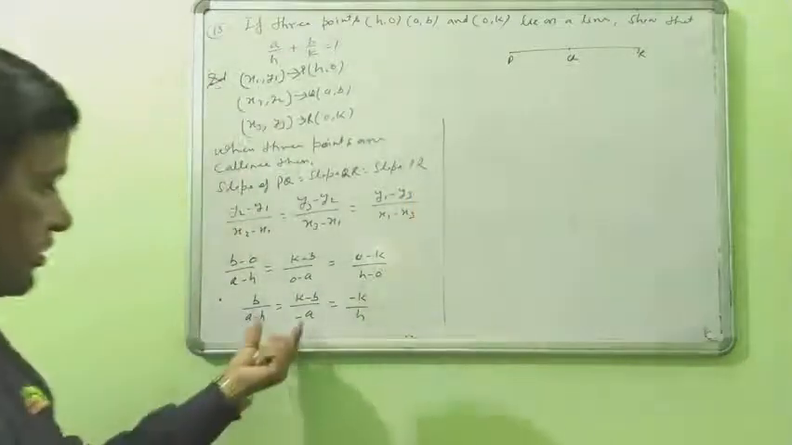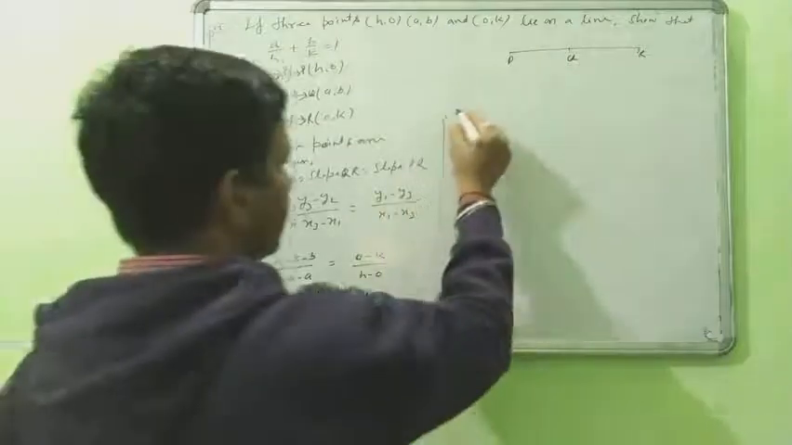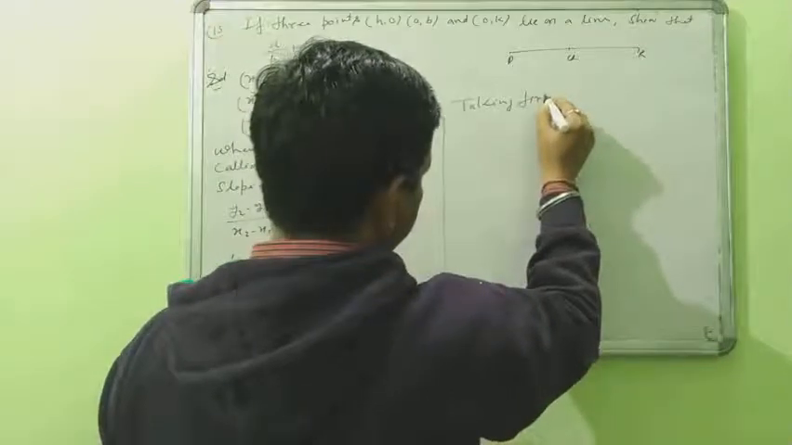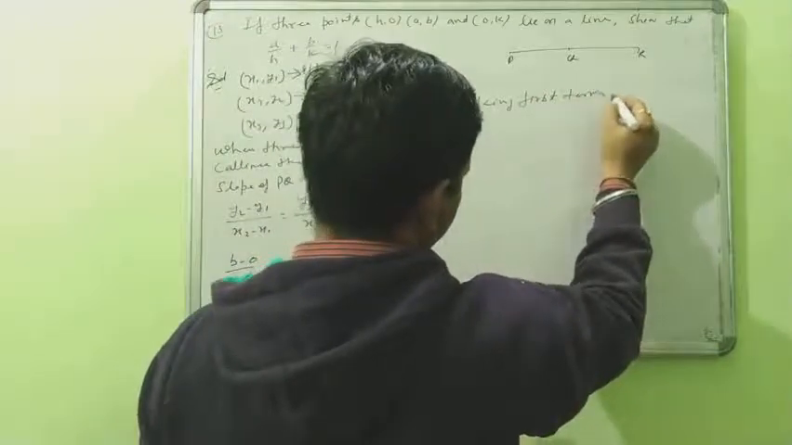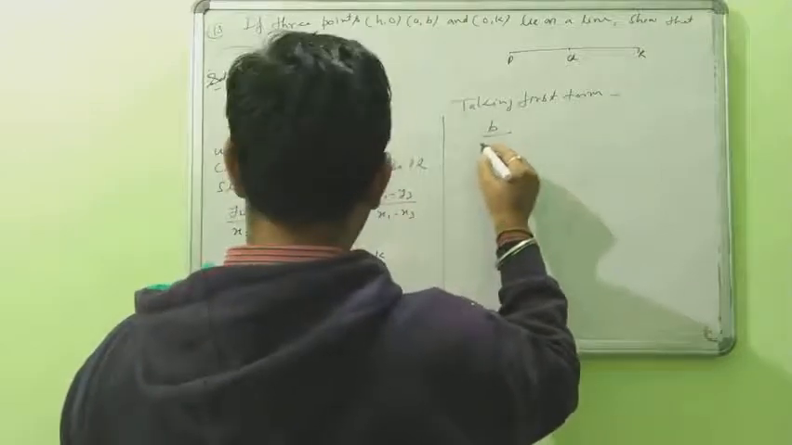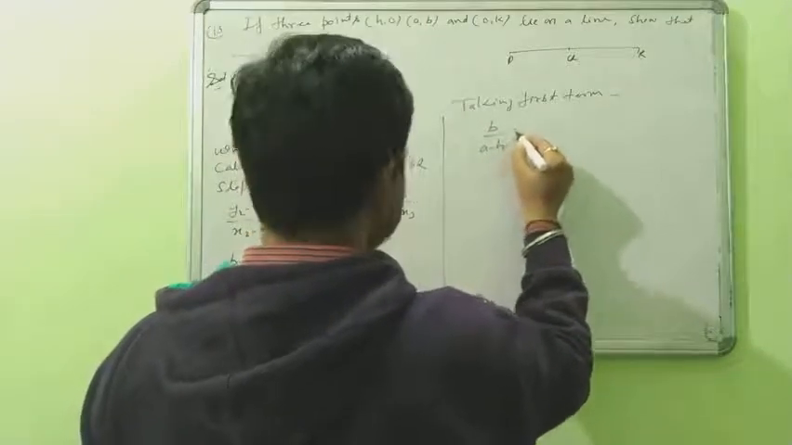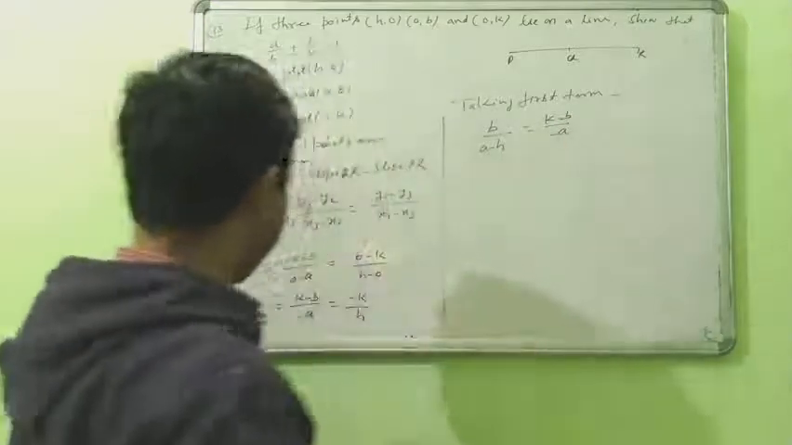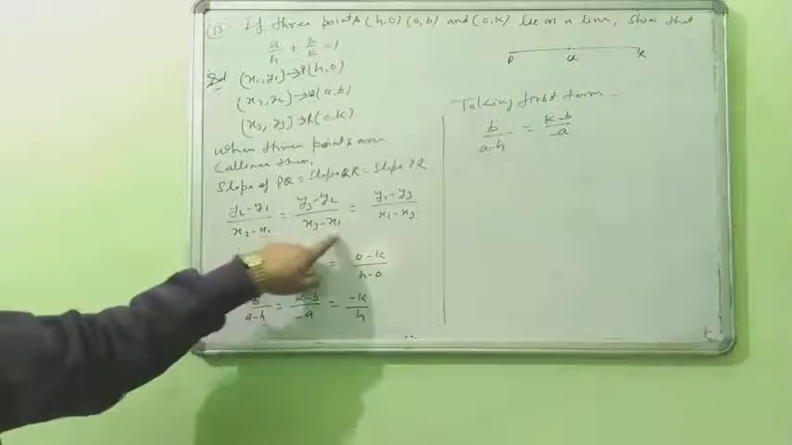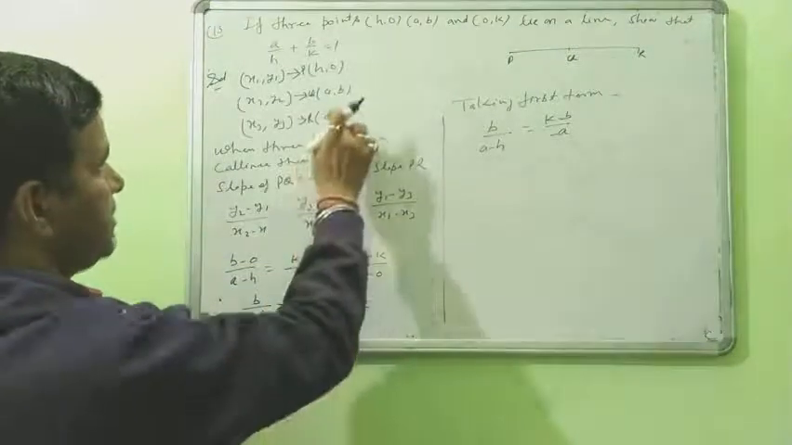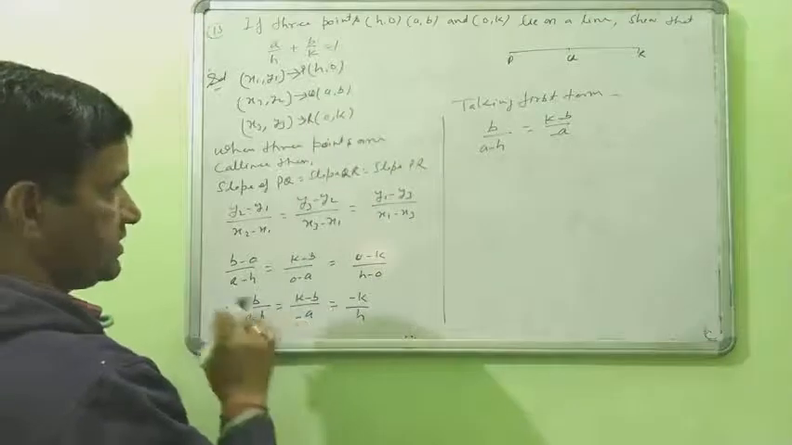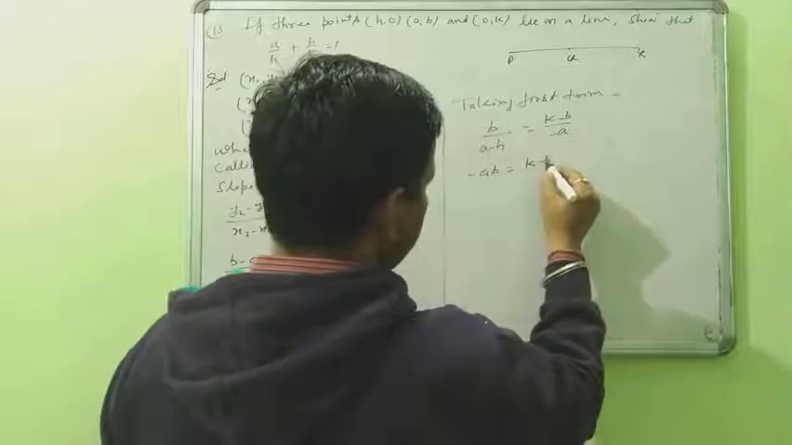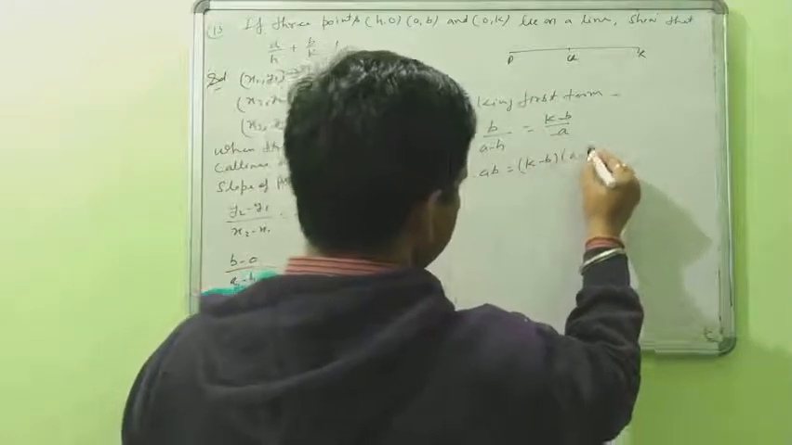According to this, taking the first two terms, b upon a minus h equal to k minus b upon x3 minus x1, and x3 minus x1, 0 minus a, is minus a. So then cross multiplying, minus ab equal to k minus b times a minus h.